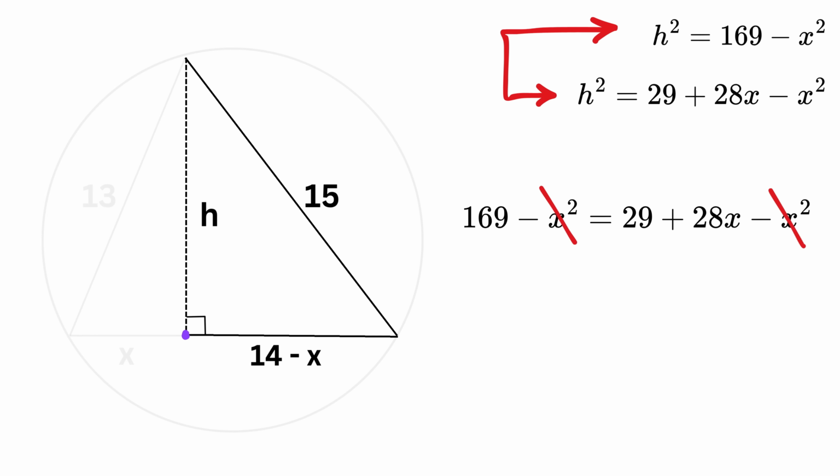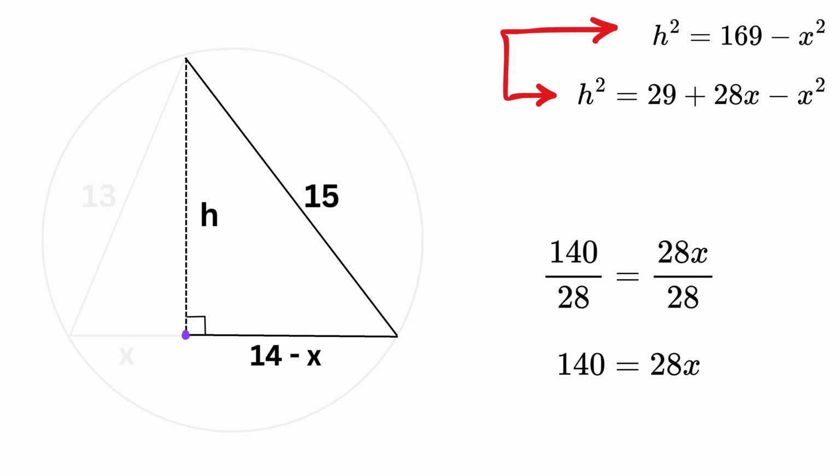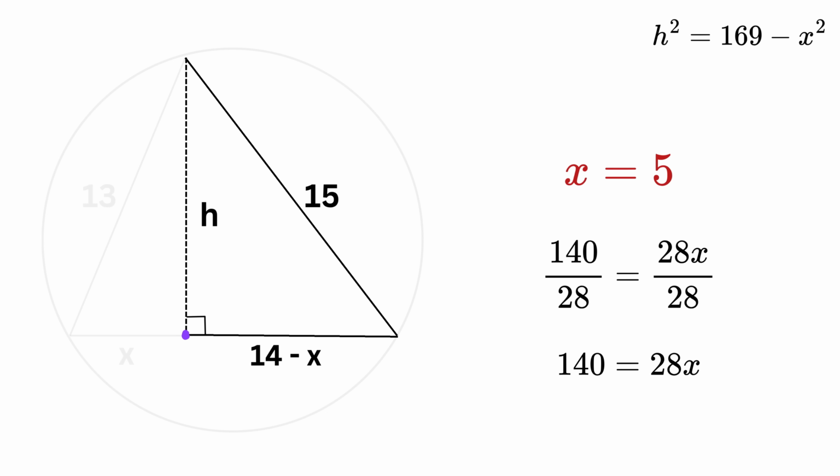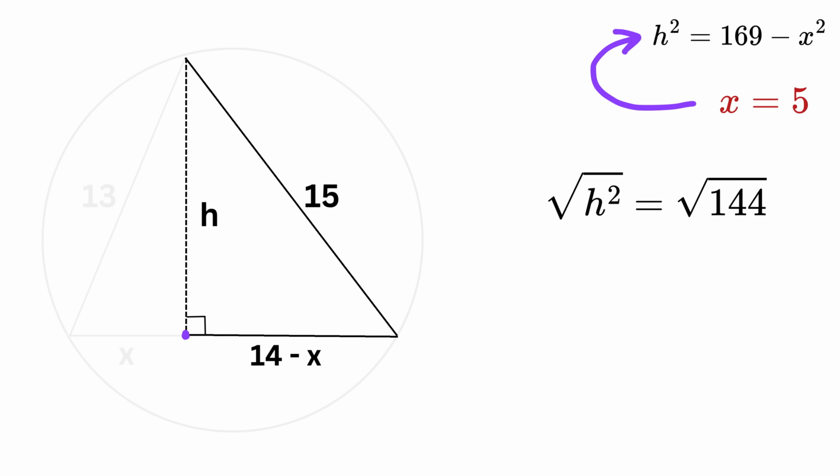Hey, the negative x squared on both sides cancels out beautifully. So now we are left with 169 equals 29 plus 28x. Subtract 29 from both sides, and we get 140 equals 28x. Dividing both sides by 28 gives x equal to 5. Wow! Awesome! Next, we can plug this value of x equals 5 back into this equation to find h. We get h squared equals 169 minus 25. That gives us 144. Taking the square root of both sides gives h equals 12.